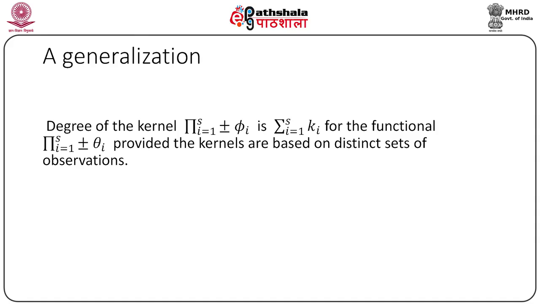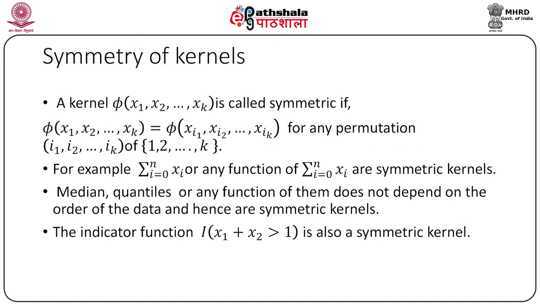So, if we have S kernels, each with degree K1, K2, up to Ks, then the product of phi i from 1 to S is a kernel for the product functional of theta i from 1 to S, with degree summation of Ki from 1 to S. Thus, the product of the kernels will be a kernel for the product functional with degree summation Ki, provided the kernels are based on different sets of observations. Now, we introduce the concept of a symmetric kernel.